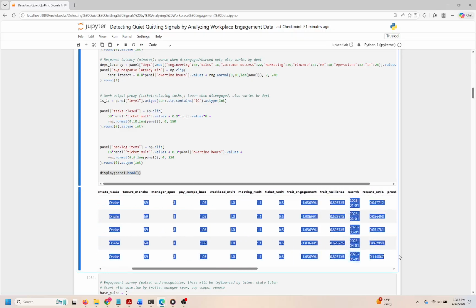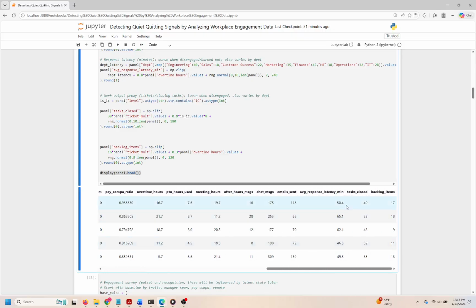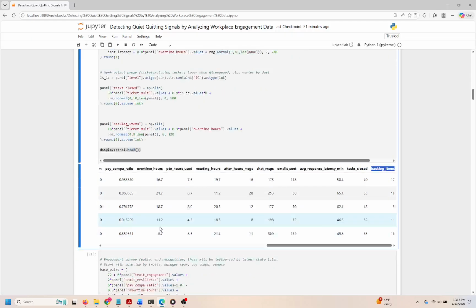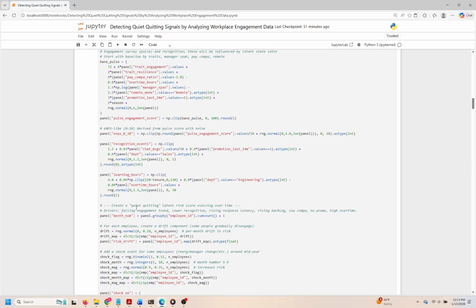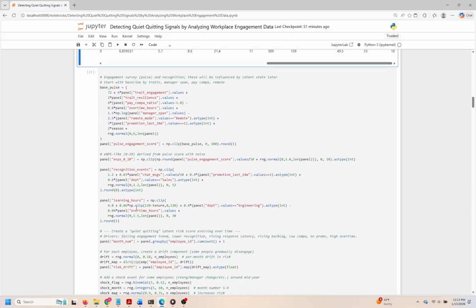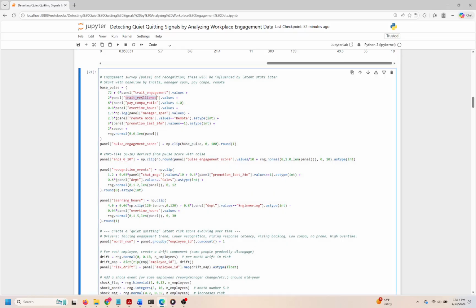Cell 3. In this cell, we're diving deep into calculating various employee engagement and recognition metrics that are influenced by latent risk factors. This modeling is crucial because it captures not just current employee sentiments, but also the potential for disengagement over time. Initially, we establish a baseline for engagement using traits such as resilience and engagement scores, alongside other variables like pay comparisons and overtime hours.